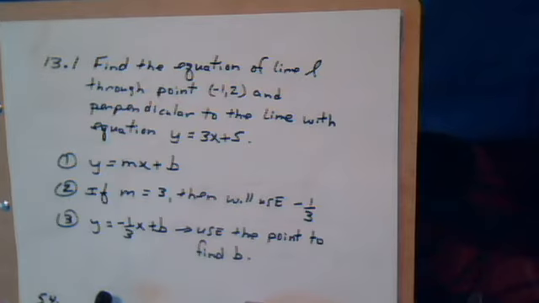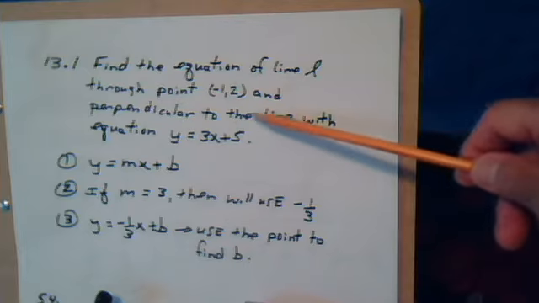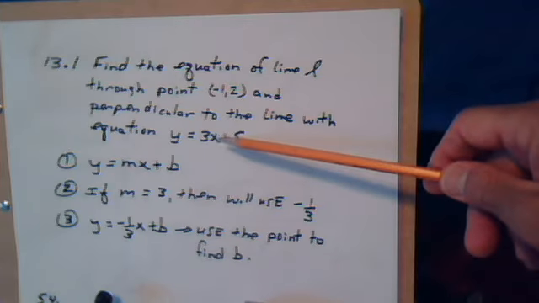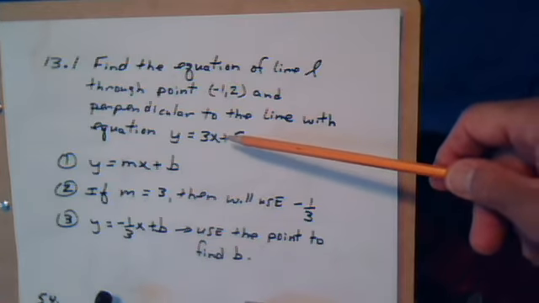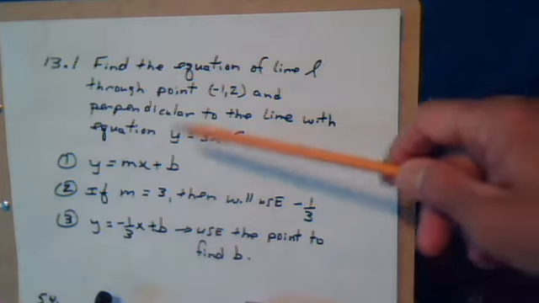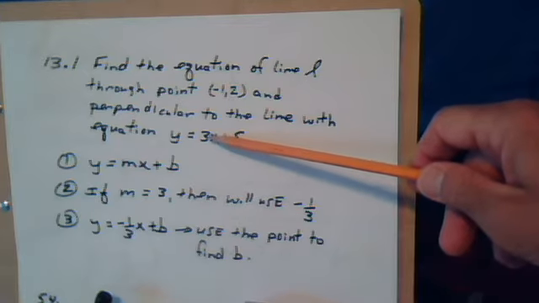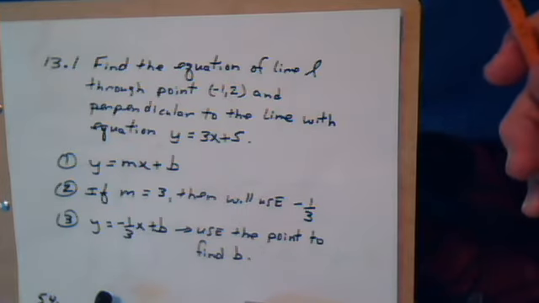Find the equation of a line through this point and perpendicular to the line with the equation y equals 3x plus 5. So y equals 3x plus 5 is the line that's been given to us. And we're supposed to find another line that's perpendicular to it. So how do you start constructing another line?